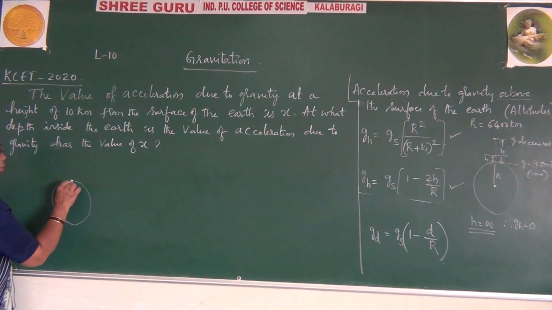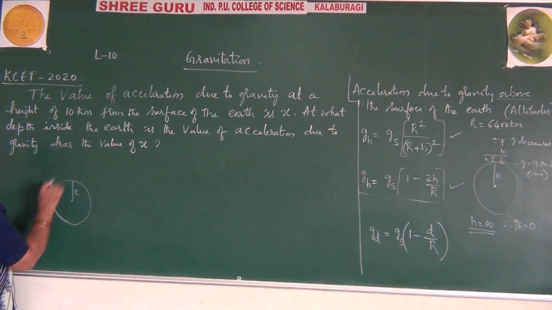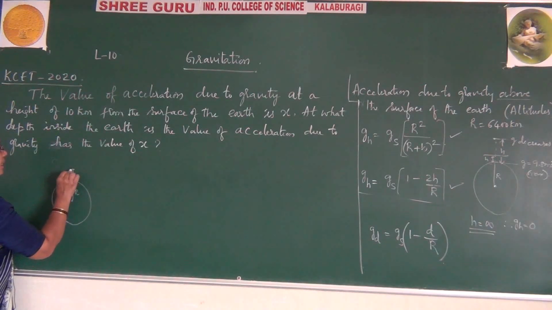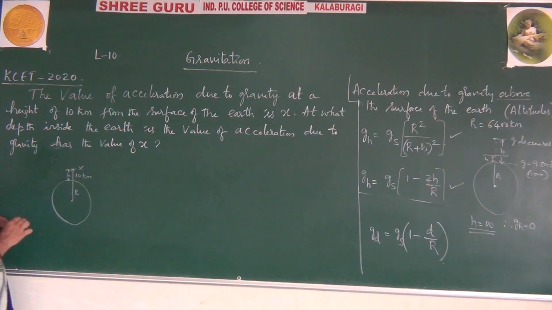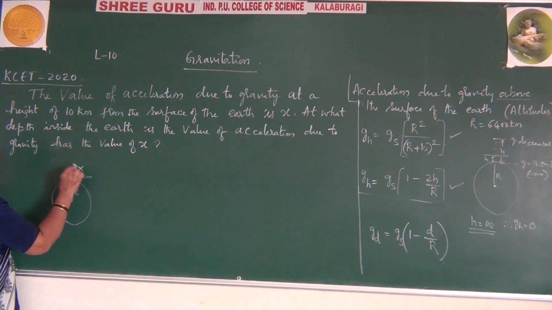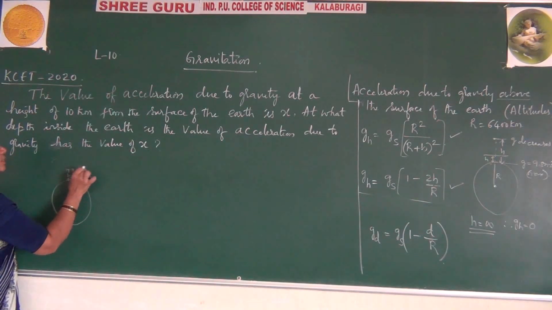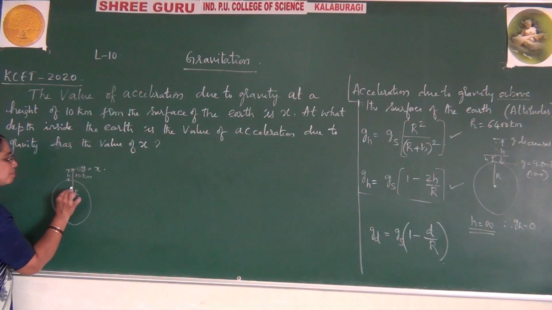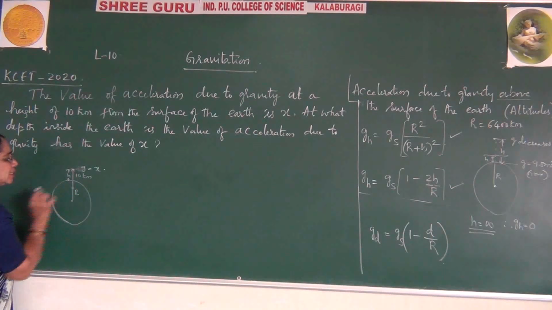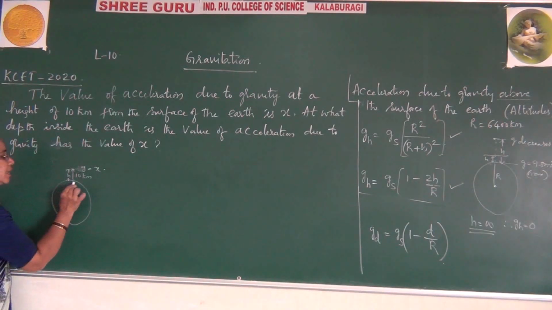From the center of the earth to the surface is R. At some height, which is 10 kilometers, the value of g is x. They have given it like this. But one more point they have given: at what depth? At some point, which we do not know the depth of, let me take here and call it B, for your reference.